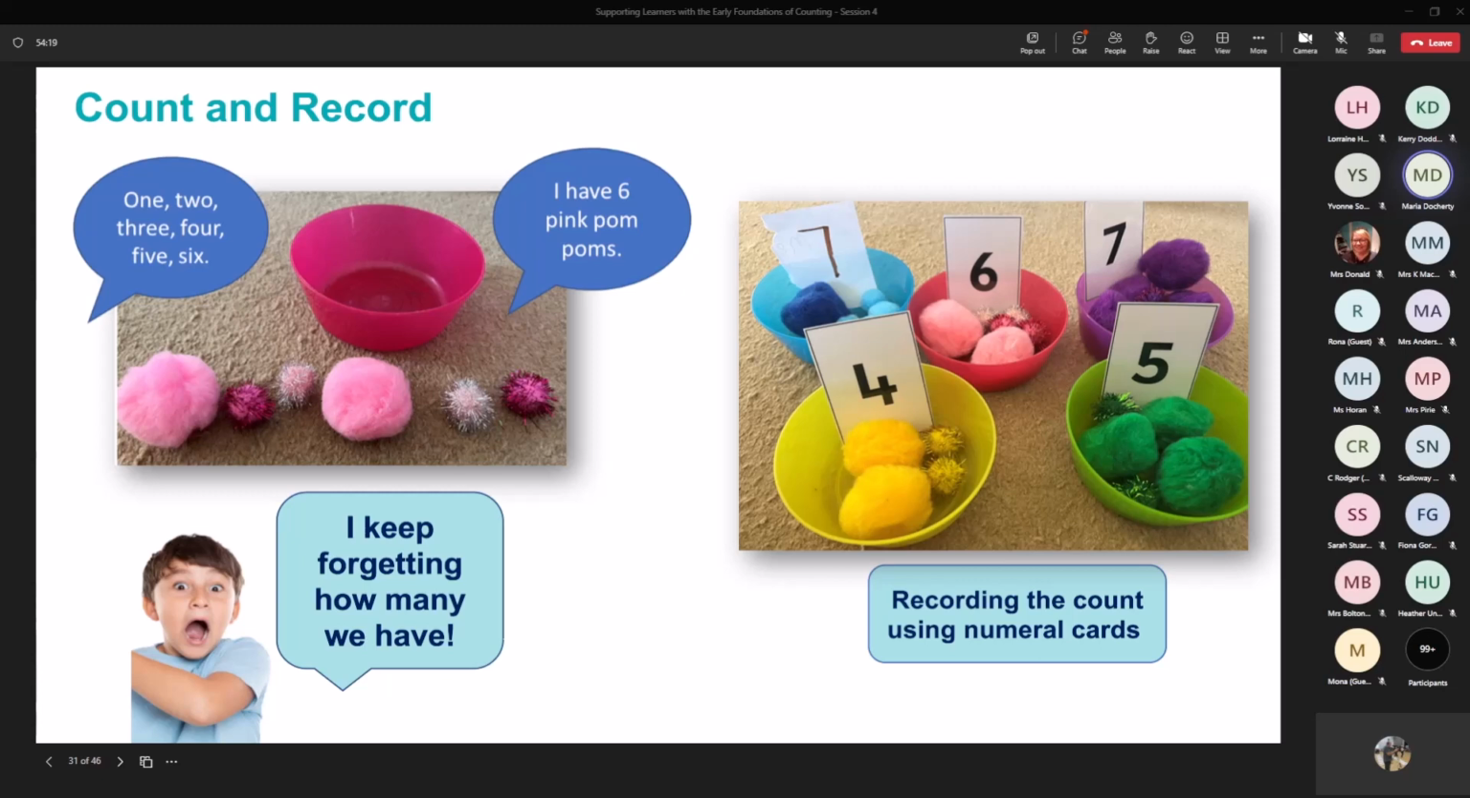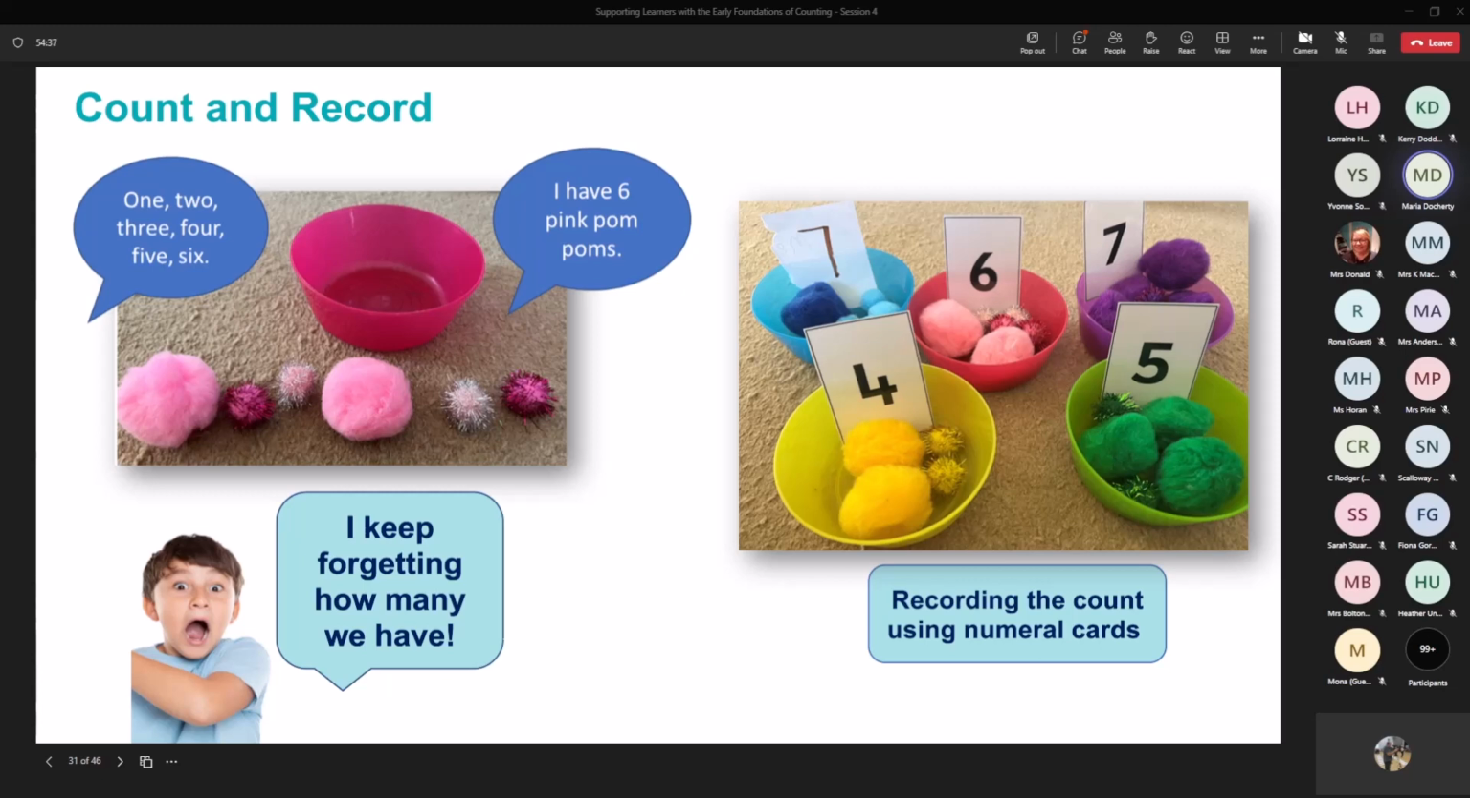So using an example like this and thinking back to what we covered in the last session, children might be effectively demonstrating that stable order principle as they count 1, 2, 3. So, you know, they're showing the understanding of that stable order counting principle.